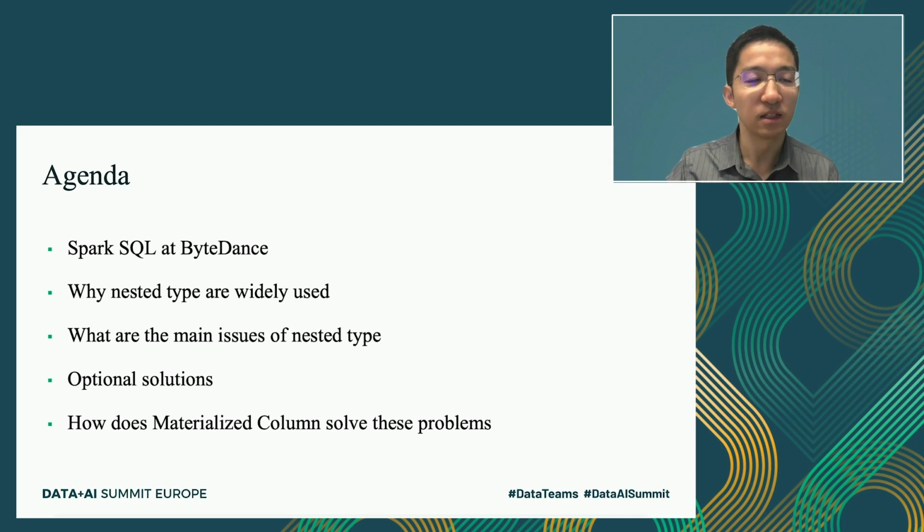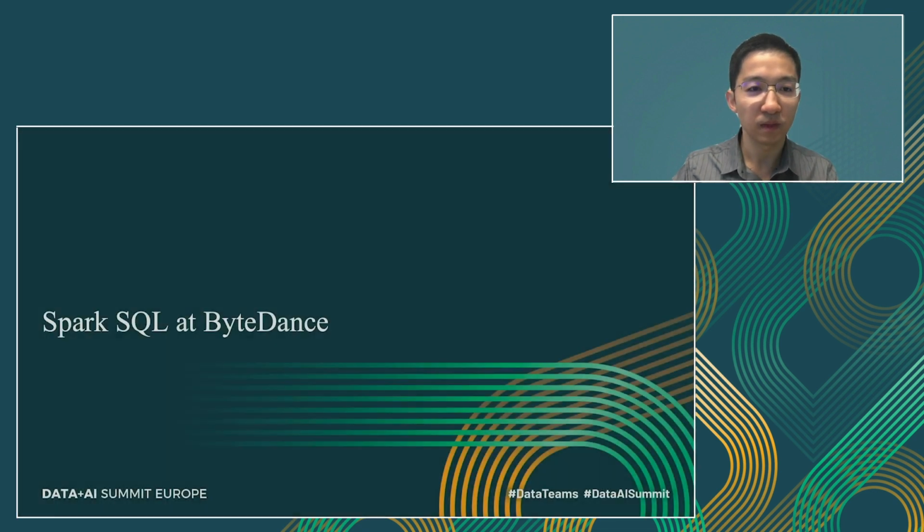Here is the agenda. Firstly, I will introduce Spark SQL at Bytedance, followed by why nested types are widely used in Bytedance. Then I will explain what the main issues of nested types are, followed by the optional solutions. Lastly, I will illustrate how Materialized Column solves these problems. Let's go to the first part, Spark SQL at Bytedance.